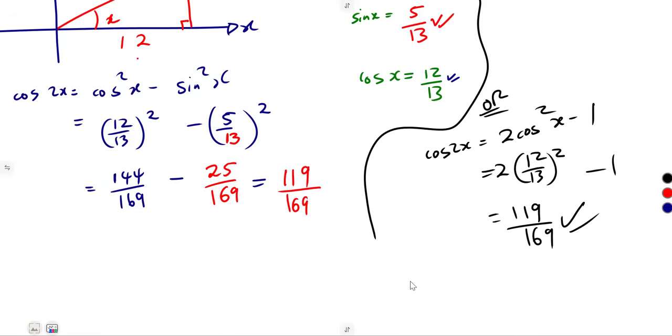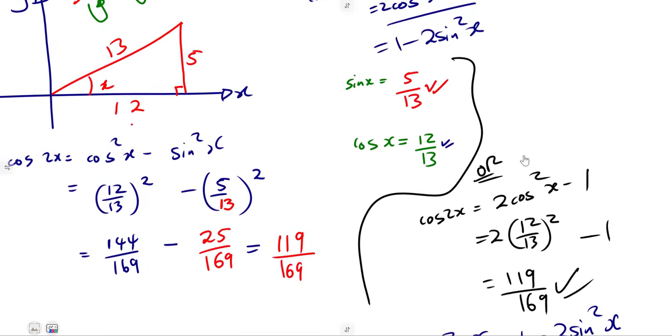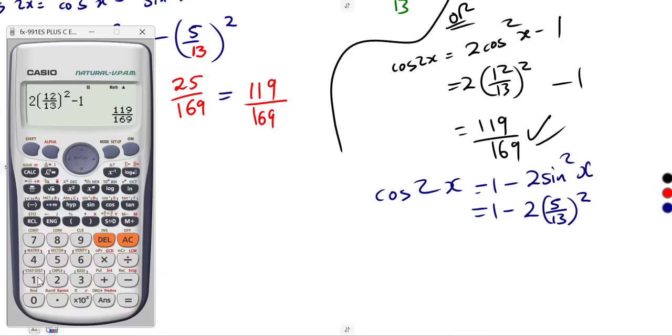So even for the last one, 1 minus 2 sine squared of x, you must have the same thing. Let's take this one correctly, 5 over 13, so that's 5 over 13 squared. Let's see our calculator. 1 minus 2 into 5 over 13, then we must square it.